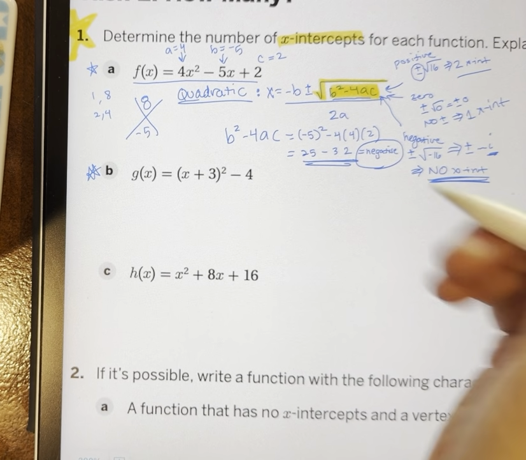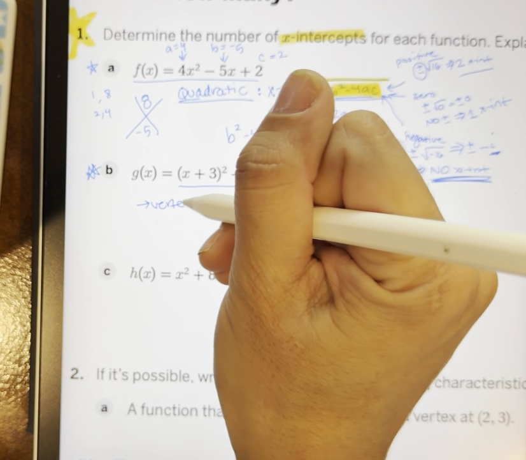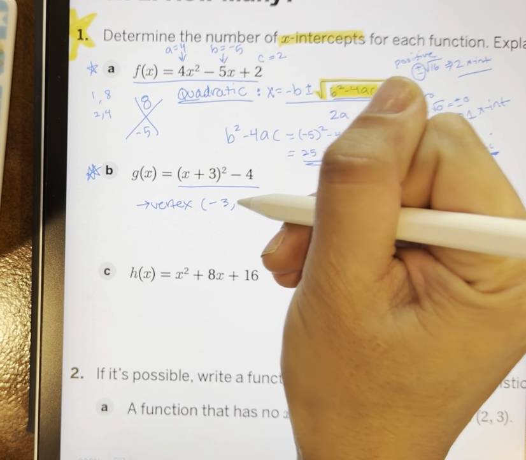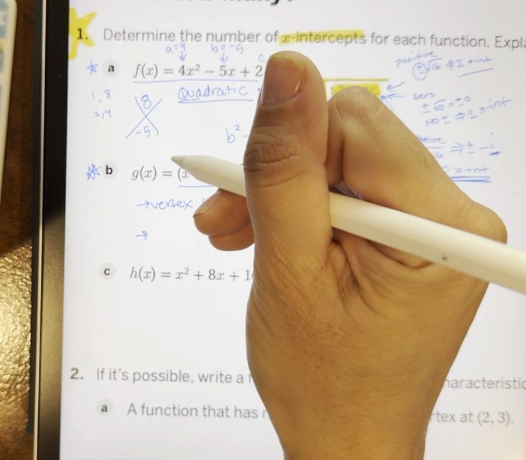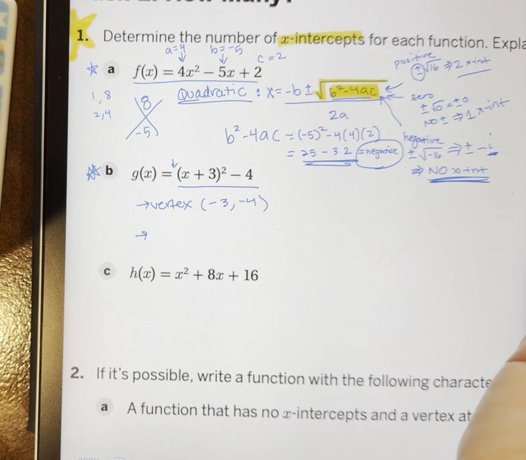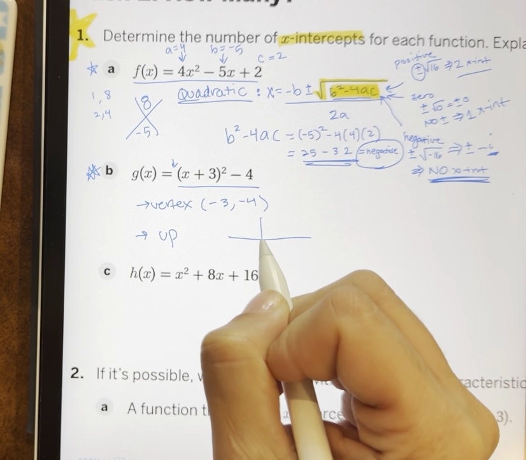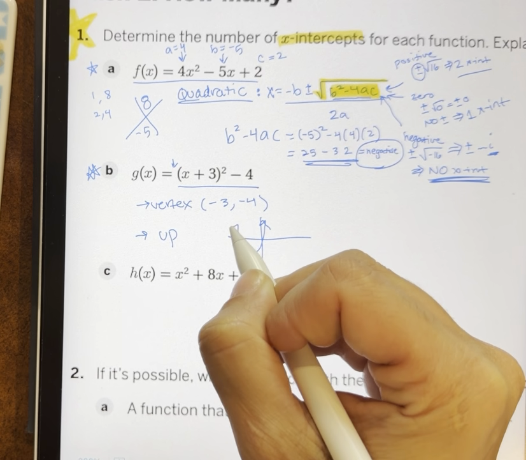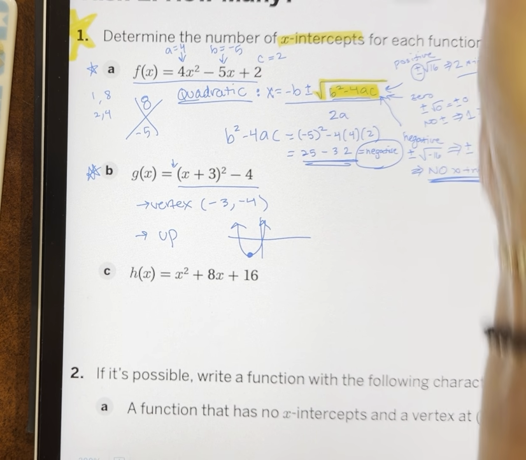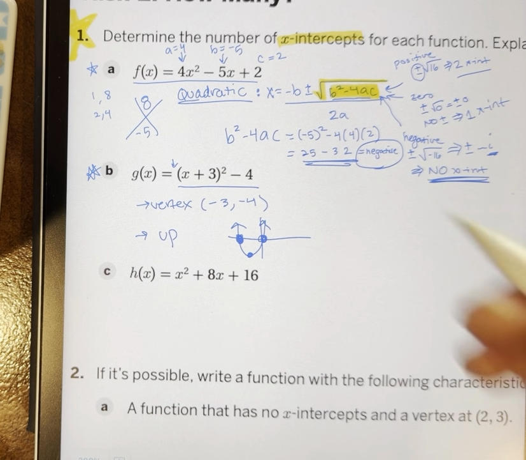For B, all I need to do is note where the vertex is. It's at negative 3, negative 4. And I need to know which way does it open. So right after the equal sign, there's no negative, which means it opens up. So all I need to know is that this vertex is left and down, and the parabola is opening upward, which means that there are 2 x-intercepts.